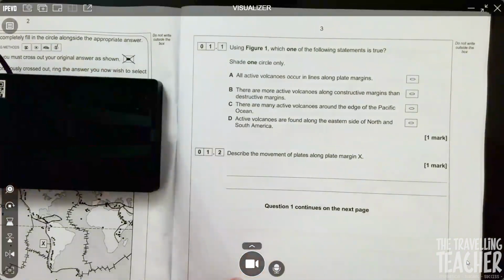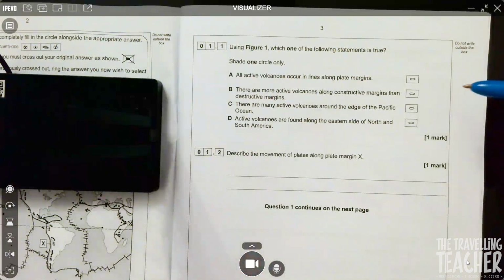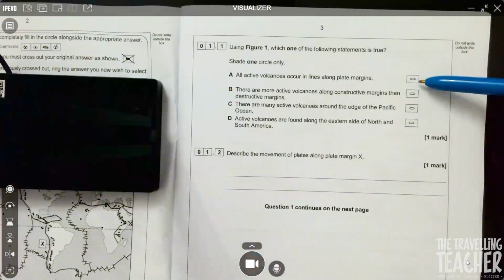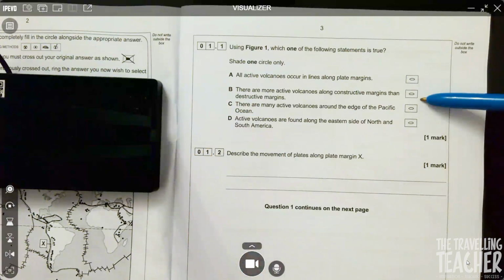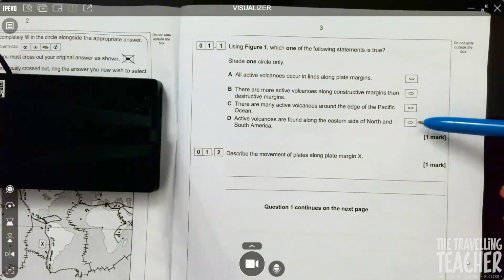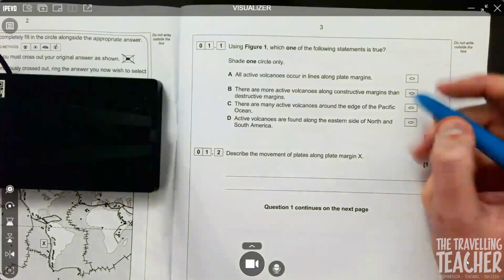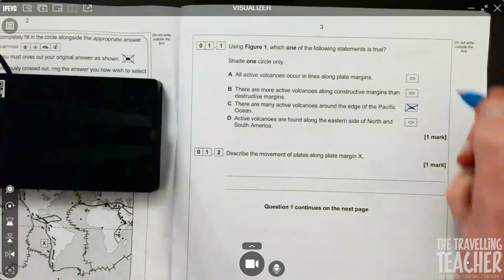Okay, using figure one, which one of the following statements is true? The best way to approach these questions is always go through the process of elimination, find out what it's not first. So I'm looking at my map, you should be looking at yours as well. All active volcanoes occur in lines. No, that's not correct. There are more active volcanoes along constructive margins than destructive. No, that's not correct. There are many active volcanoes around the edge of the Pacific Ocean. That could be correct. Let me just check D to make sure. Active volcanoes are found along the eastern side of North and South America. No, that's not correct. So the correct answer here is C. I'm going to put a cross through the box there.